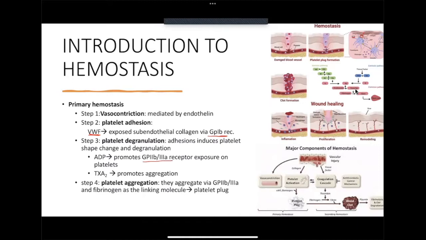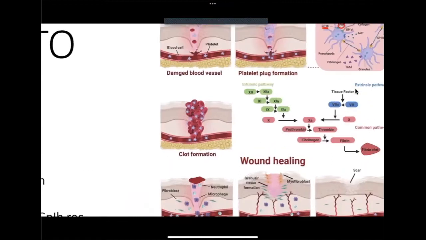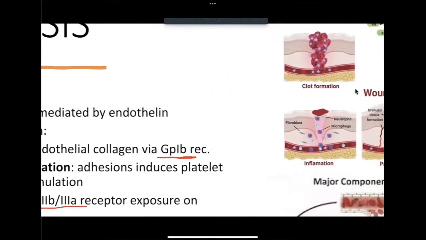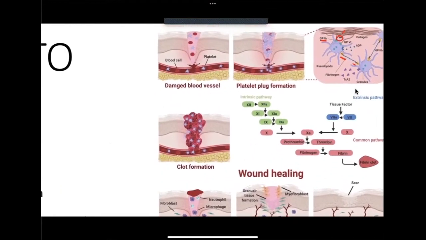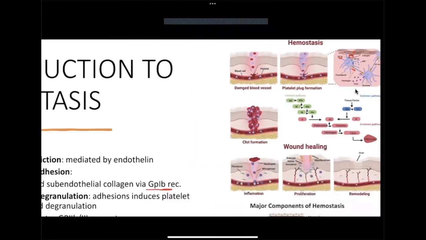So in step 4, platelet aggregation, you have platelets that stick together via these same 2B3A receptors. As we can see over here, these are the 2B3A receptors on each platelet, and they're linking together through fibrinogen.